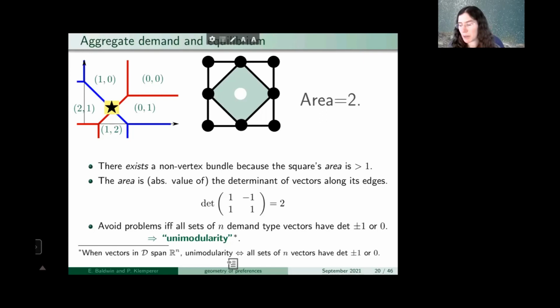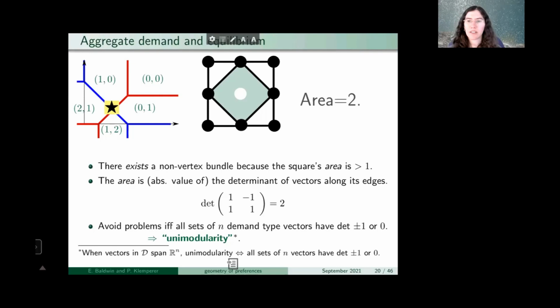And that area we can calculate as the determinant of the vectors along its edges. That's again a geometric fact that you may have come across before or not. In this case, we're taking the determinant of (1, 1) and (-1, 1), that's 2. So we will avoid problems if, when we take the determinant of vectors along the edges in this sort of situation, we don't get numbers bigger than 1 or less than minus 1. But we remember that the edges in the demand complex pictures are precisely the facet normals in the Lipschitz pictures. So these edge vectors are the demand type vectors.